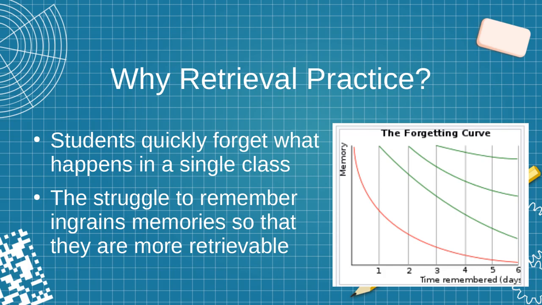And one important thing that we've learned recently is you need to forget. We need to forget. And then we need to have that struggle to remember, to access those memories, so that we can build those pathways to those memories and make them stronger so that they're more retrievable. So you can see the forgetting curve here.